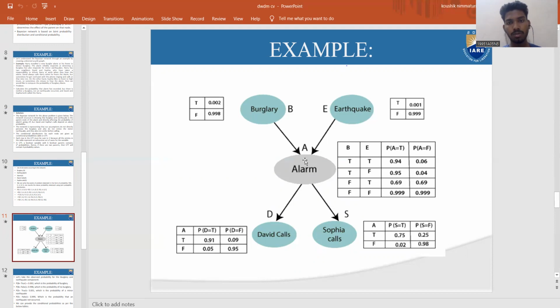Since we are relying only on the workers that have informed Harry, here we can see David calls and Sophia calls. So earthquake is true and Sophia is false, it means 0.91 chance. If it is false, then it is 0.01, same as for Sophia.